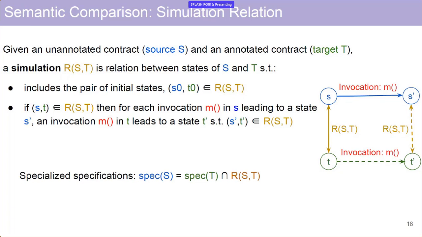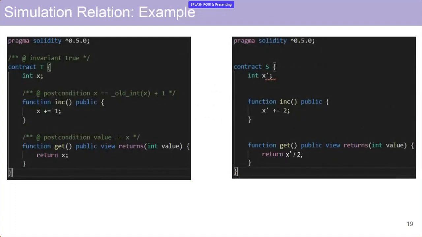So this gives us, if we extract the simulation relation for the unannotated contract, its specialized specification will be the conjunction of the specialized specification of the target contract with the simulation relation. So let's look at this simple example of the increments. Here we have the target contract, where we have the specialized annotation of the post conditions.